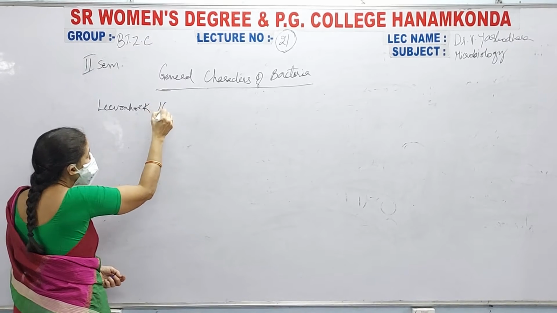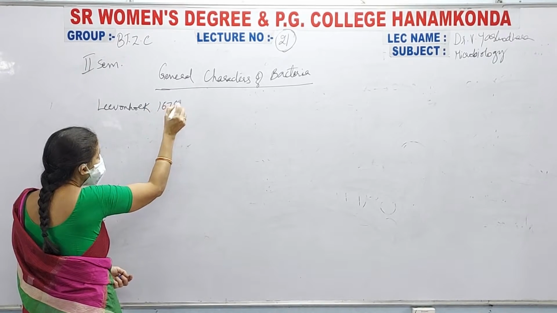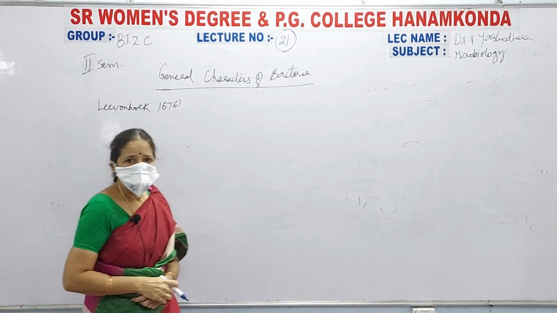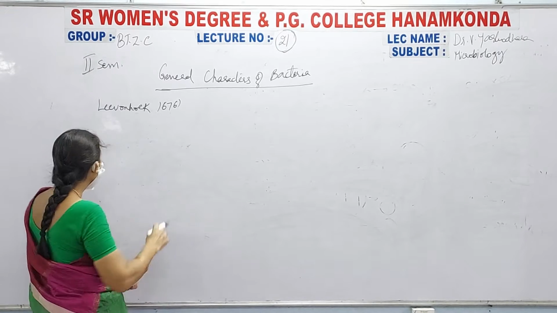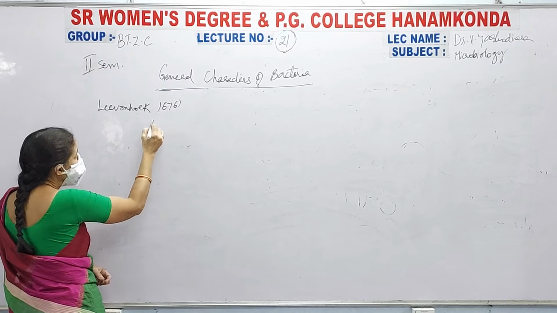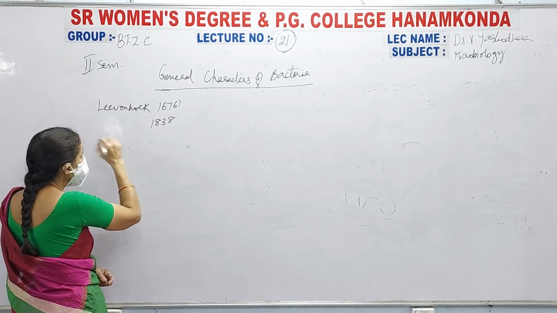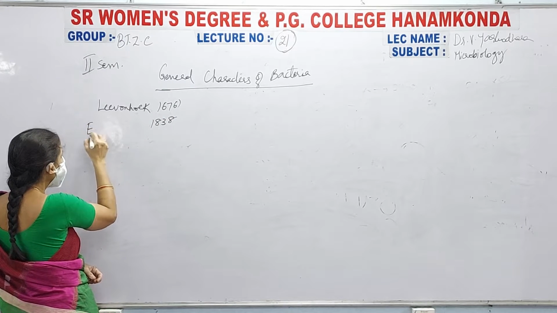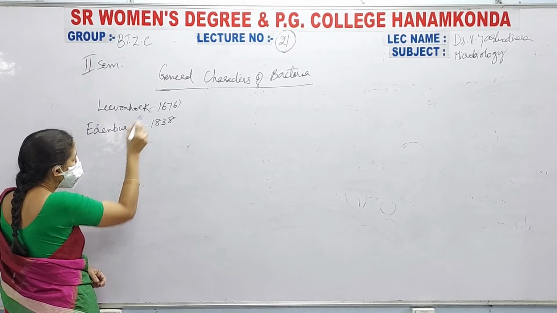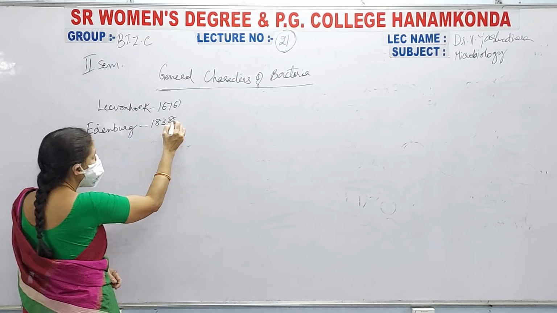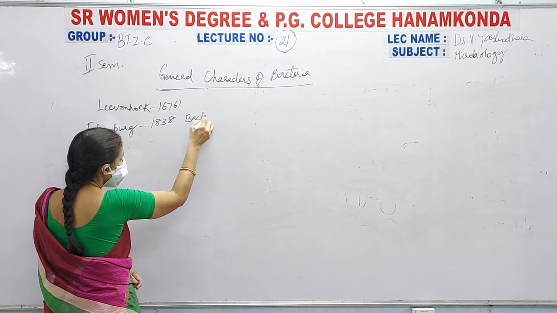Leeuwenhoek, in 1676, observed the presence of such small microscopic organisms, and later, in 1838, another scientist, Ehrenberg, coined the term bacteria.